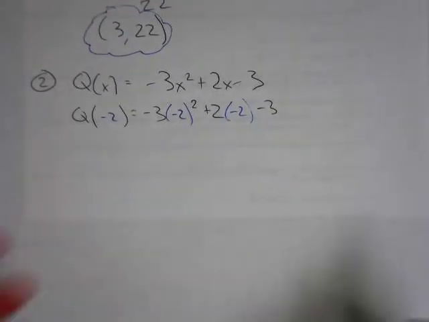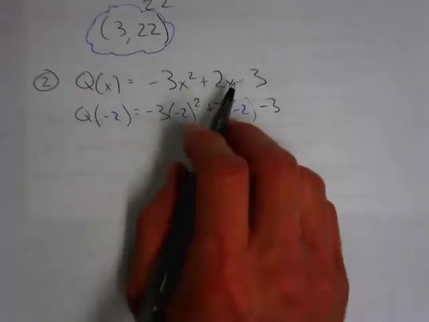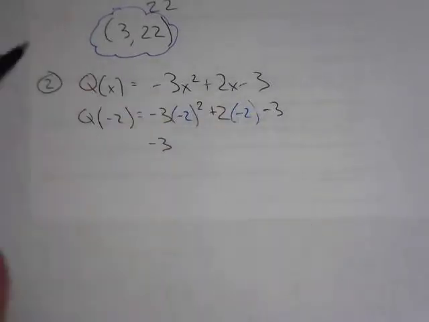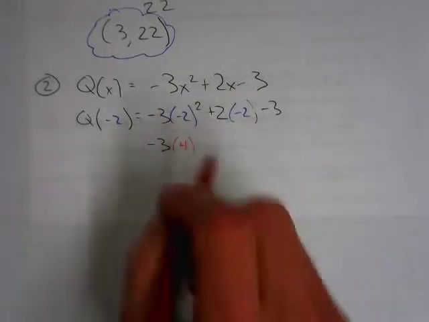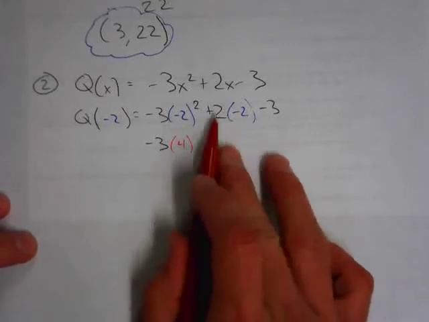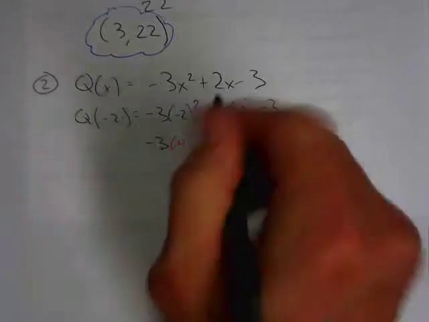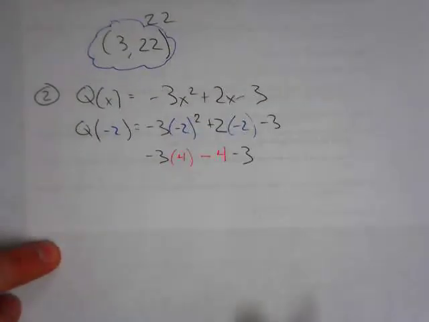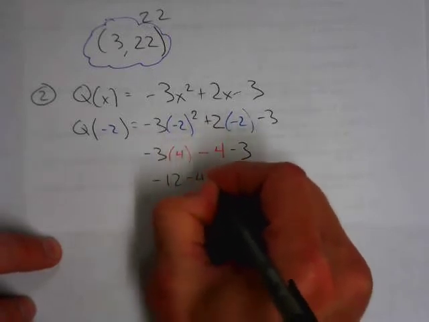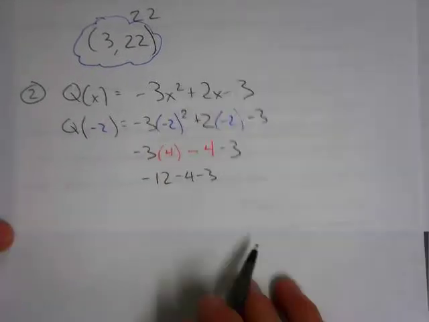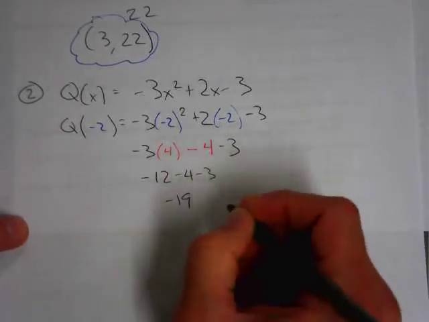Okay, so from this step, again, we use order of operations, which means we're going to have exponents first. So negative 2 to the second power is positive 4. And we can also use multiplication here. 2 times negative 2 is negative 4. And then our minus 3 remains untouched. And now we can use multiplication. Negative 3 times 4 is negative 12, minus 4 minus 3. And then we crunch our numbers whichever way. So negative 16 minus 3 is negative 19. So the result is negative 19.